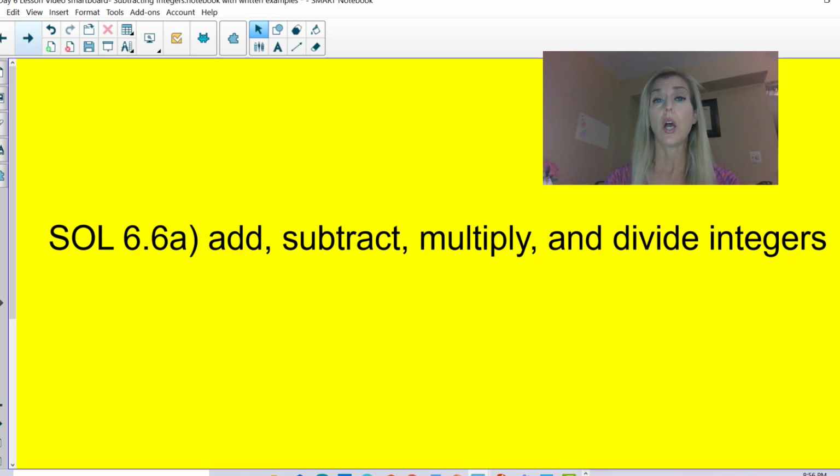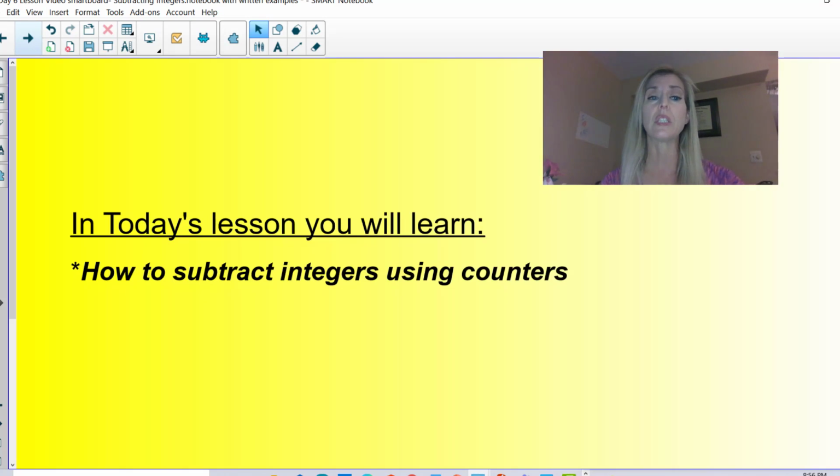So today, again, we're continuing with Standard 6.6a on adding, subtracting, multiplying, and dividing integers. But today we're going to focus on how to subtract integers using counters. So let's get started.